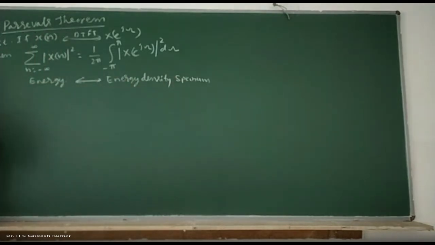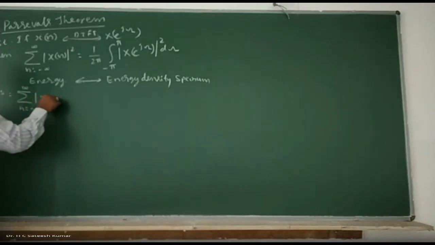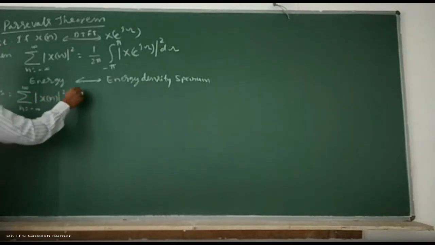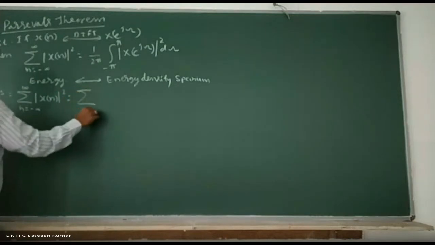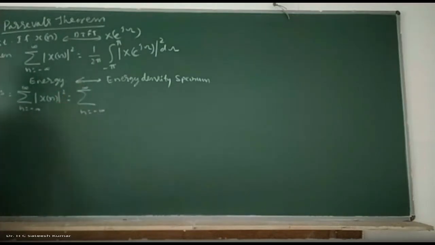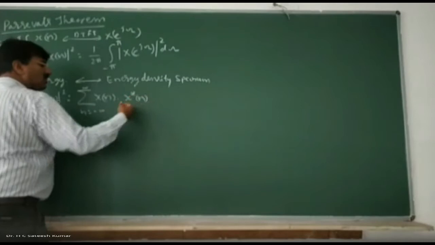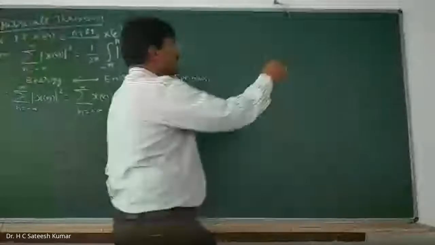Take the LHS. LHS is what? Summation n varies from minus infinity to plus infinity, magnitude of x of n whole square, is equal to summation n varies from minus infinity to plus infinity, x of n into x star of n. We can write this. So how we can write this?